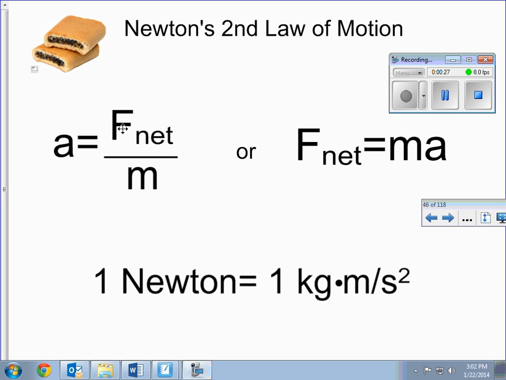As you increase force, you increase acceleration. As you increase mass, you decrease acceleration. How it's most often written is F equals ma. It's net force, not just any force.